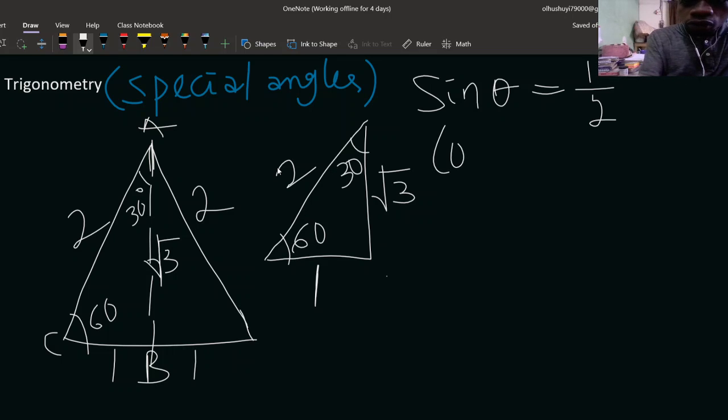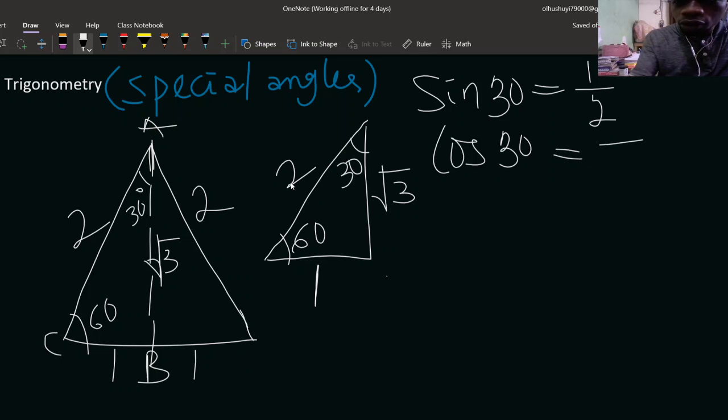Then cos, instead of 30 I wrote theta. So this is 30. Cos 30. Adjacent. This is 30. This is the opposite of 30. The adjacent of 30 is this. Adjacent over hypotenuse. So that is root 3 upon 2.